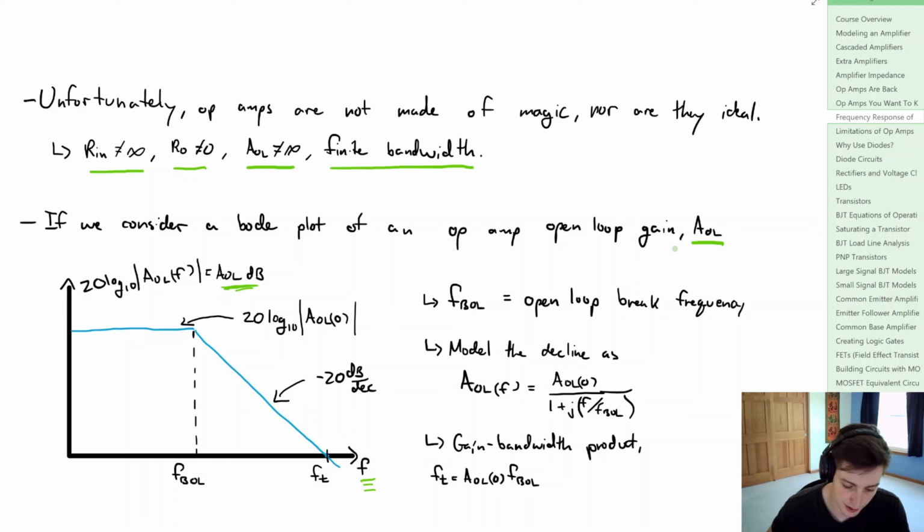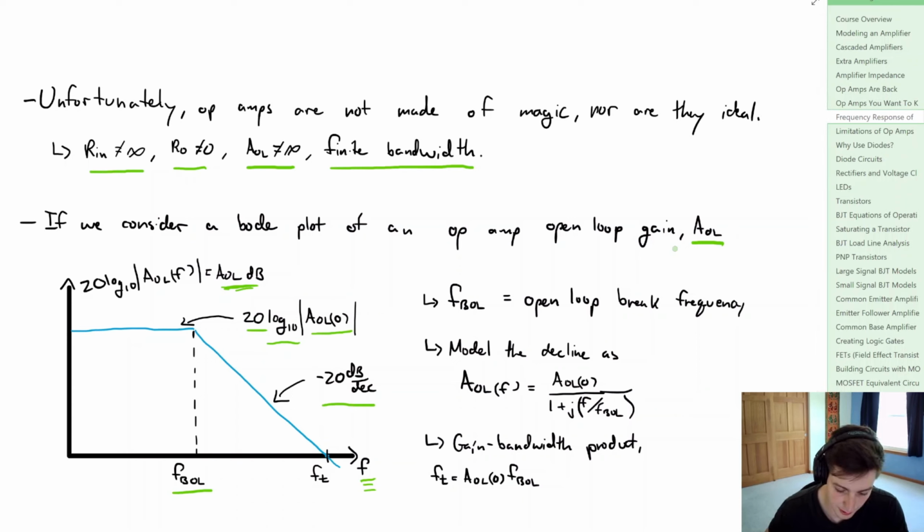And that break frequency is going to be given by f_BOL, the break frequency of the open loop gain. But prior to that break frequency, we pretty much assume that our open loop gain is equal to 20 log 10 of the absolute value of the open loop gain at zero frequency. It will deviate a little bit, but this value is pretty safe to use until you get to that break frequency. After you get to this break frequency, you usually see a decline in the open loop gain, usually this minus 20 dB per decade decline.